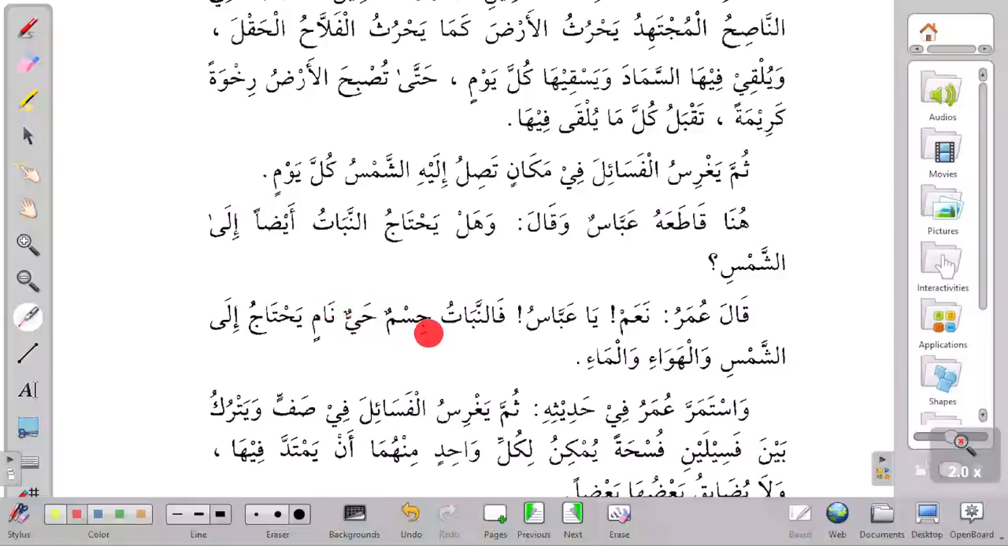I hope that is clear. It is sleeping, but it has life in it. It's as if it is sleeping, but it has life in it. Okay, so that's what he said. يحتاج إلى الشمس والهواء والماء. It needs shams, the sun, والهواء, the air, and والماء, water also.